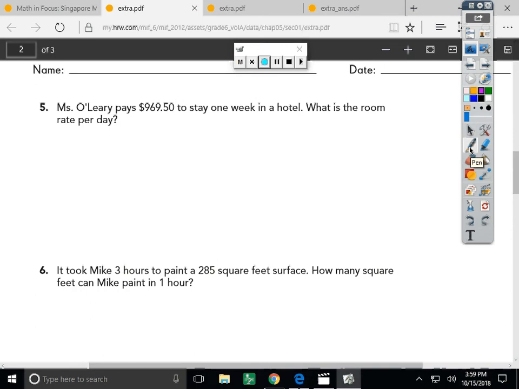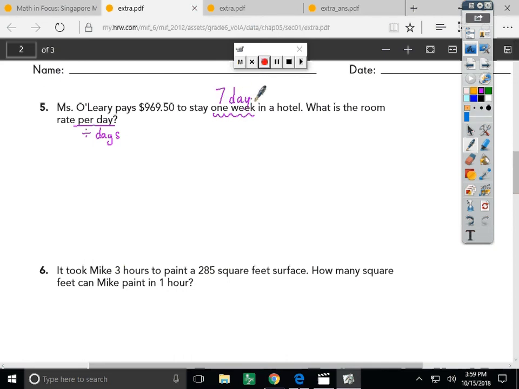Number 5. Ms. O'Leary pays $969.50 to stay 1 week in a hotel. What is the room rate per day? Big clue here, per day. What are we dividing by? The number of days. Well, this could be a problem or kind of tricky because there are no days listed. It talks about 1 week. Oh, I bet we could convert 1 week into days. How many days is that equivalent to?